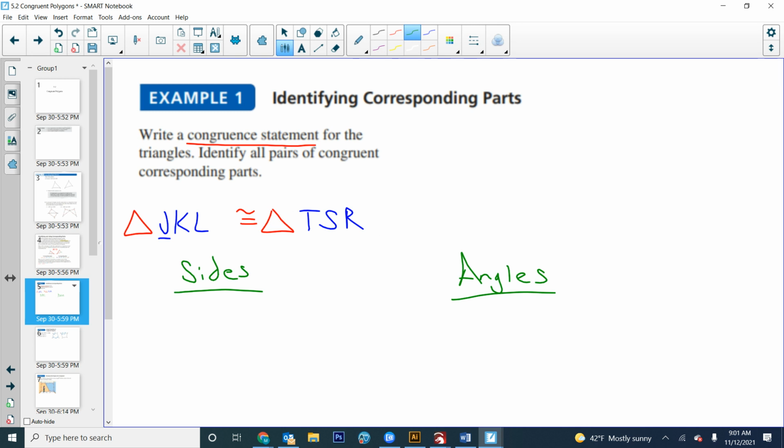Ready? Angle J is congruent to angle, my goodness, it's glitchy. Sorry, this is really glitchy. That's an angle symbol. Angle J is congruent to angle T. Angle K, congruent to angle S. Angle L, congruent to angle R. Perfect. Done with angles.